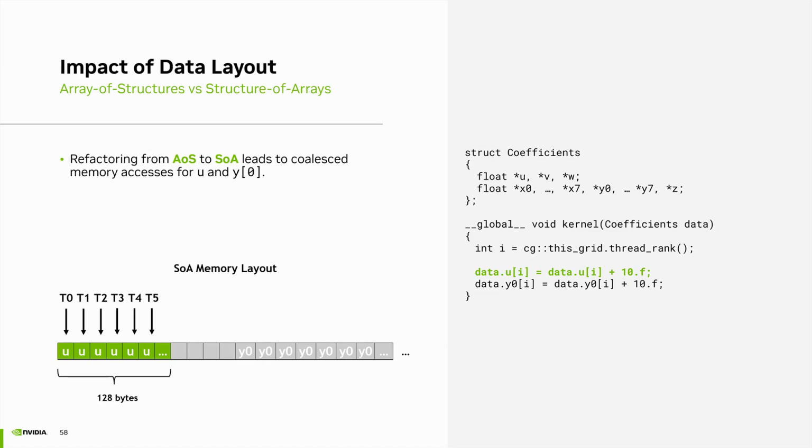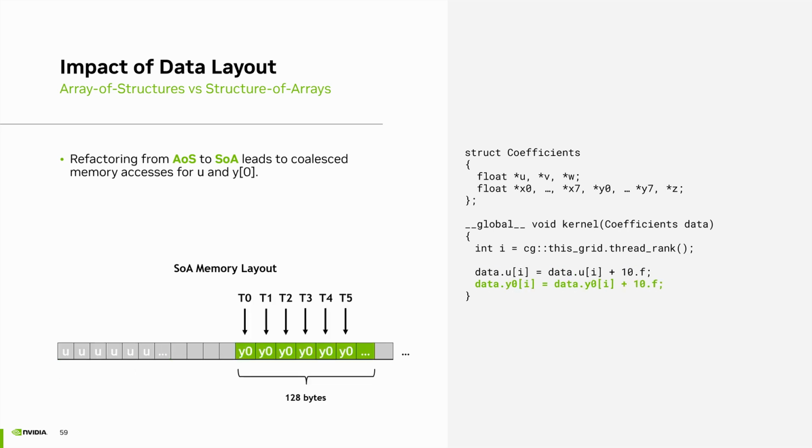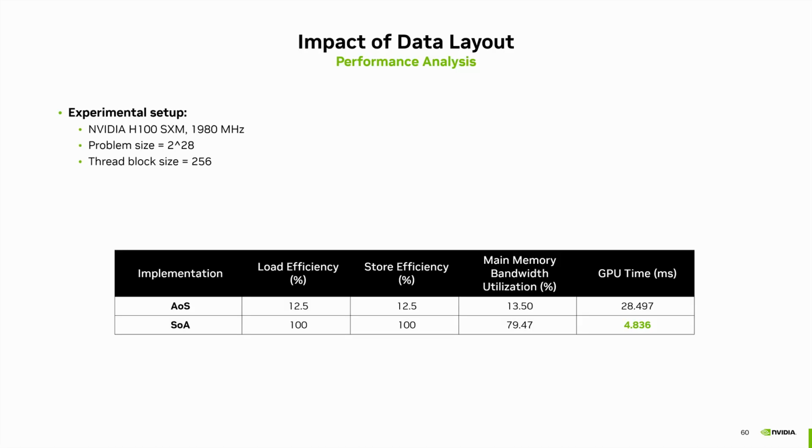If your application allows it, structure of arrays is usually more efficient for the GPU. As you can see here, if we switch to structure of arrays, the first access to U is the perfect scenario: threads in a warp access contiguous aligned data. And it's the same for Y. To give you an idea of the performance impact, I am comparing the two implementations, and you see that there is almost a 6x performance boost by switching from array of structures to structure of arrays.